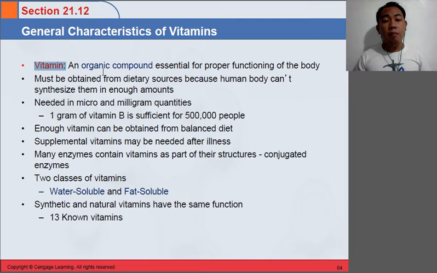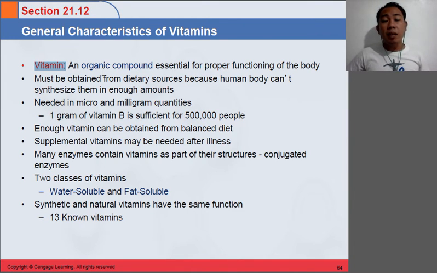Vitamins are needed in microgram and milligram quantities. One gram of vitamin B, for example, is sufficient for 500 people. That's why we need it in microgram and milligram quantities only. Enough vitamins can be obtained from a balanced diet, meaning we eat balanced food. Supplemental vitamins may be needed after illness, because we haven't eaten plenty of food. That is why we need to supplement vitamins.